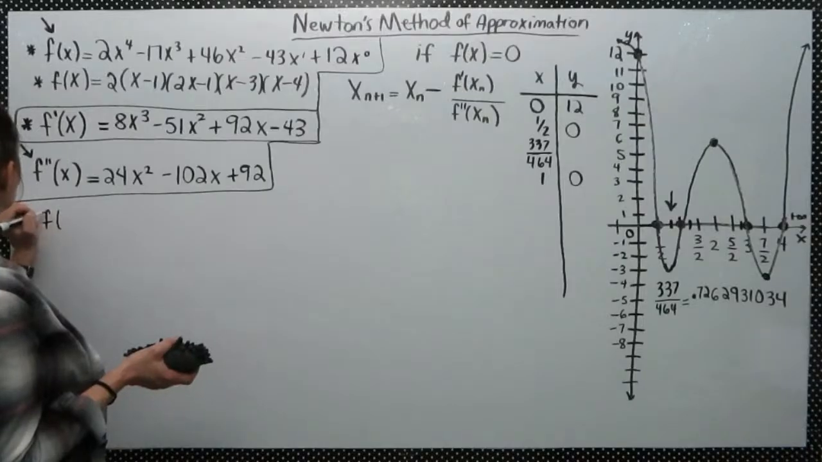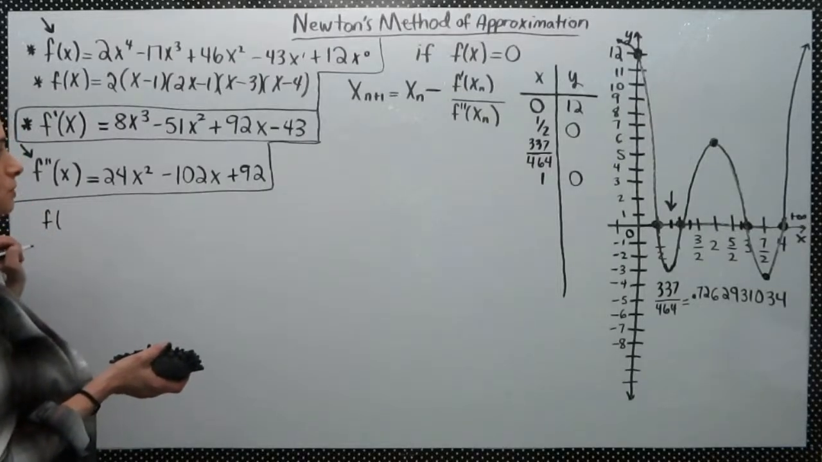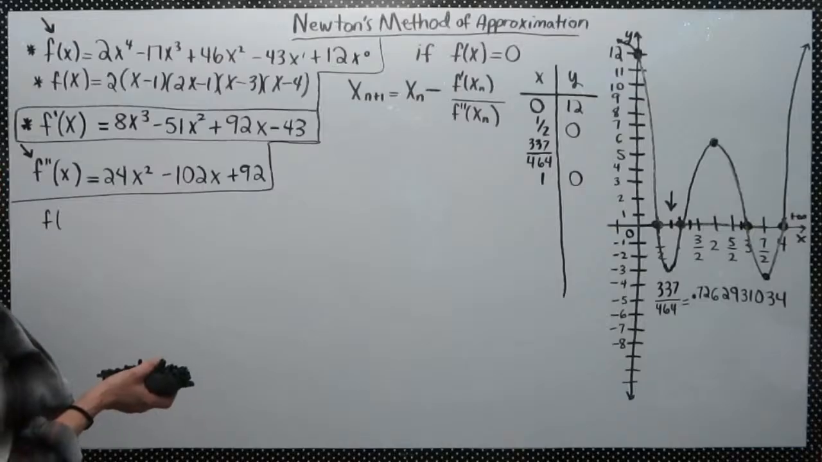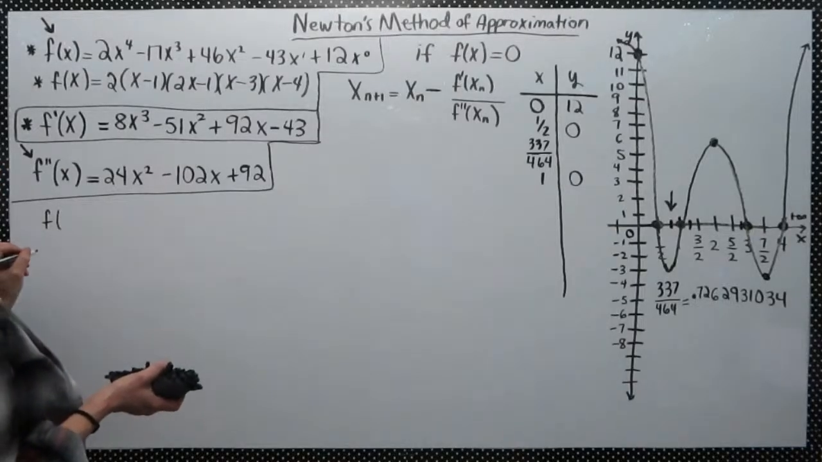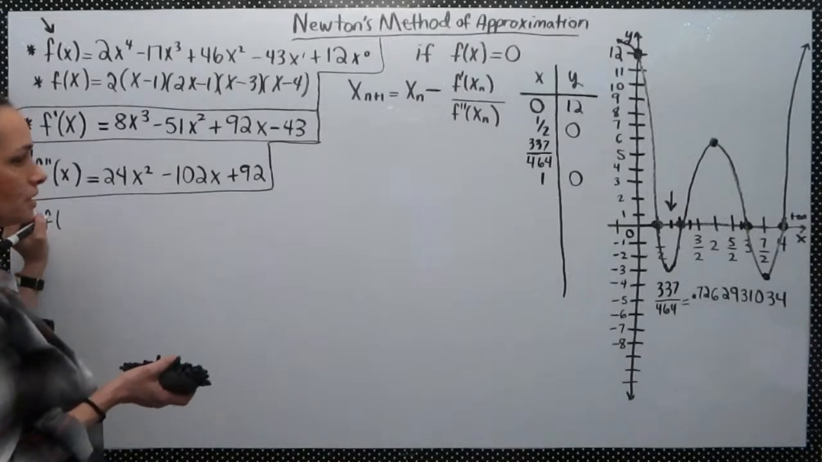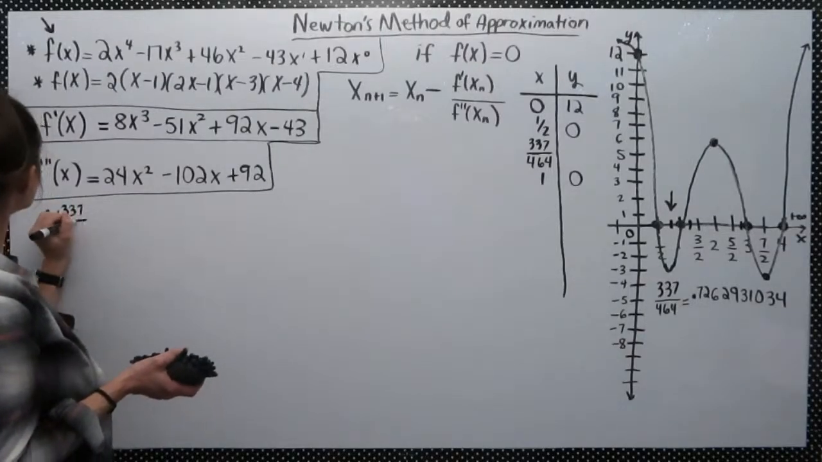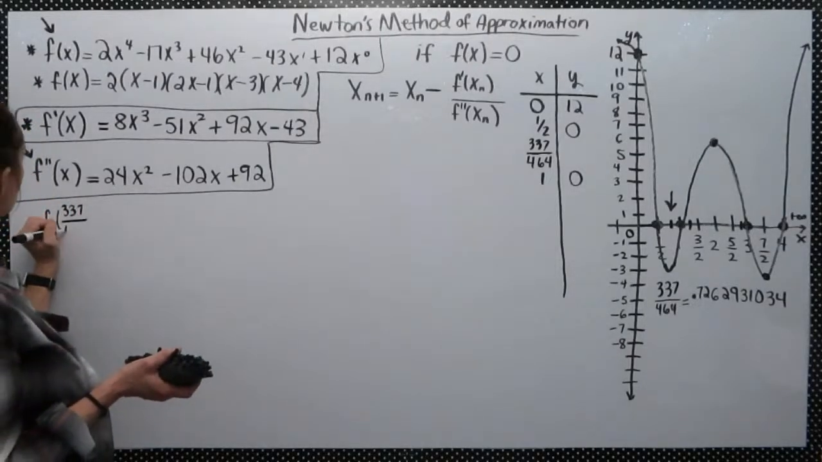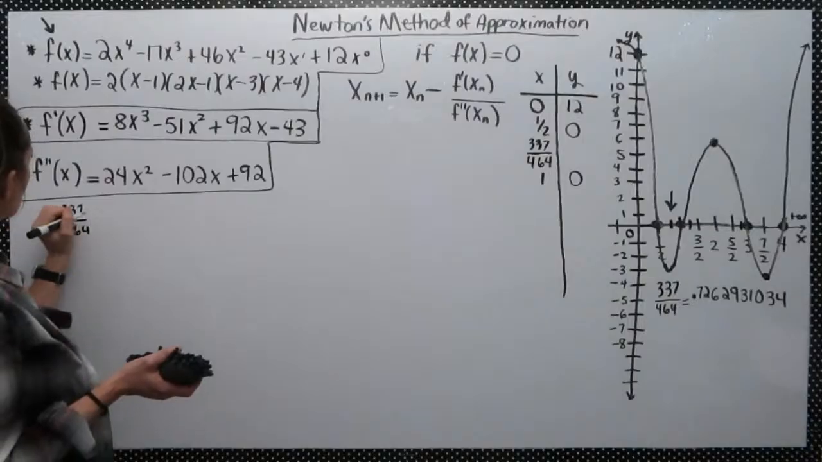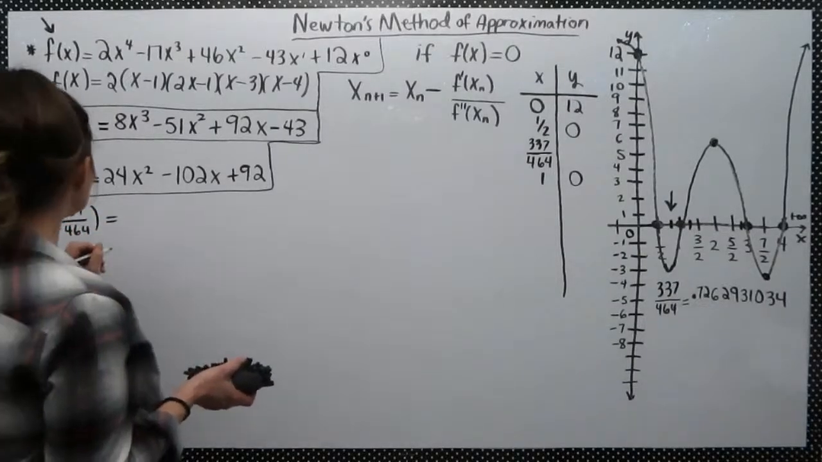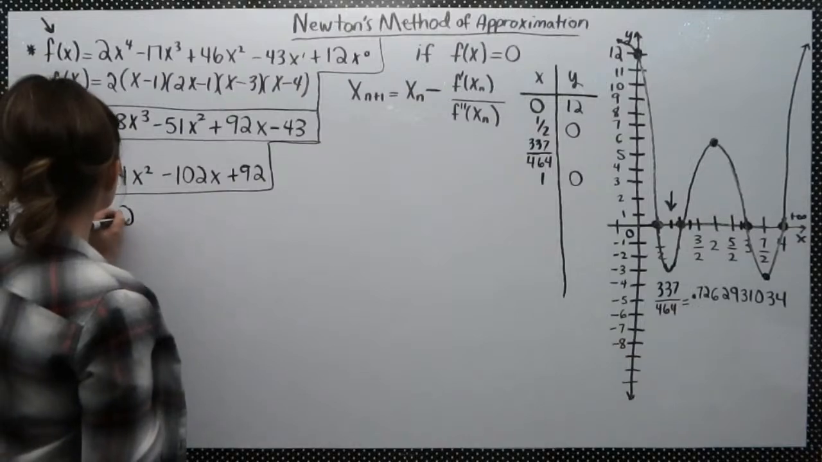If we want to know what my original function's doing at that approximation for that 0, which should tell us the minimum, then we'll say f of this, 337 over 464. And we will be dealing with some ugly fractions, but we'll just see how it works out.